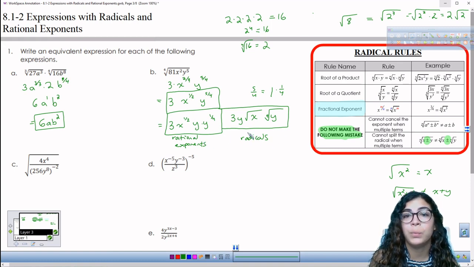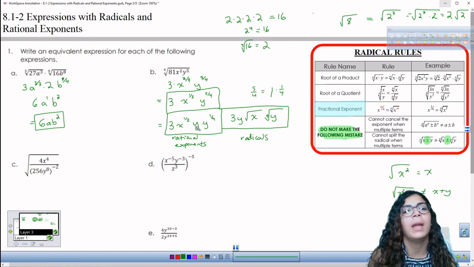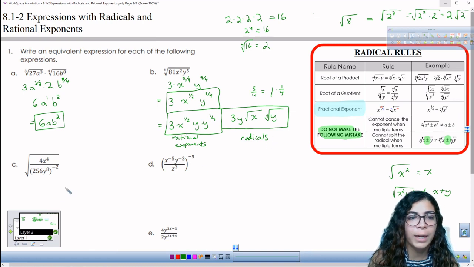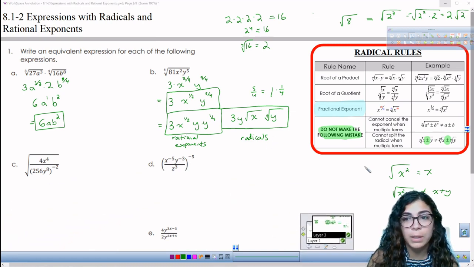But if they ask you to write it with radicals, then you definitely have to make sure that you split up how many full copies you have, and then you write it. The power of the numerator stays with the base, and the denominator is what the index is for your radical. So let's move on to C.